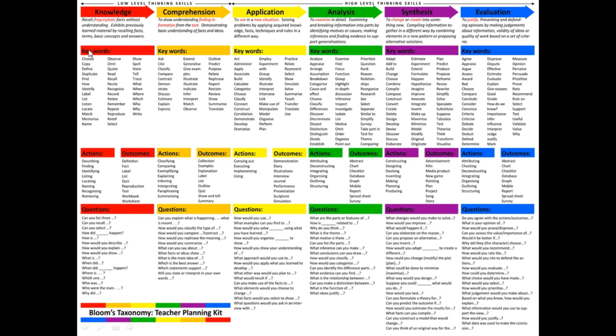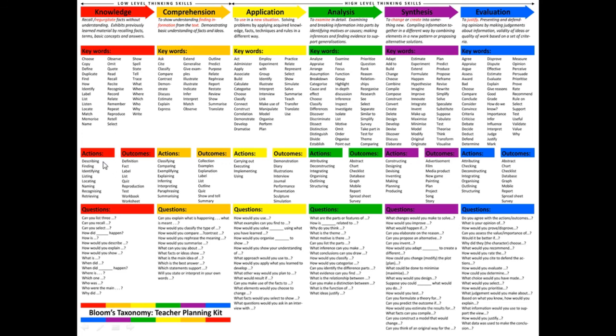So for example, for knowledge, the keywords are choose and so on. These verbs are already starters for your lesson plan objectives. Like you say, at the end of the lesson, students will be able to define what photosynthesis is, or be able to list the 9 planets or 8 planets, be able to locate, be able to relate, to recall, to tell. So these are already starters. This is a very good reference for you.